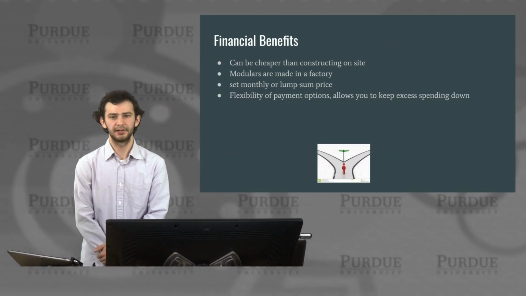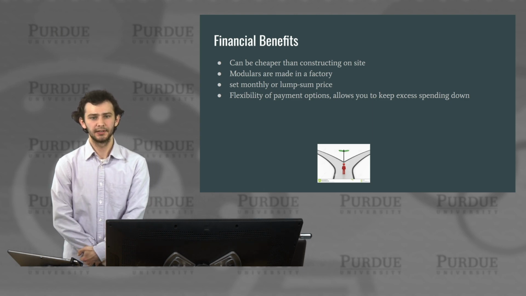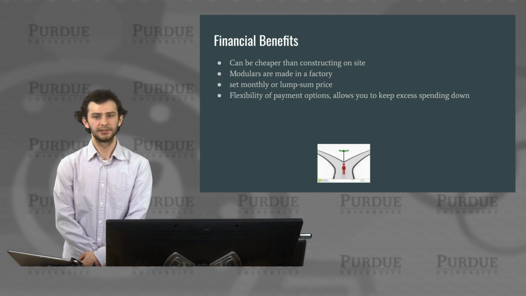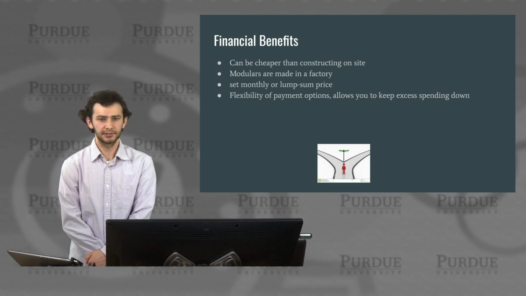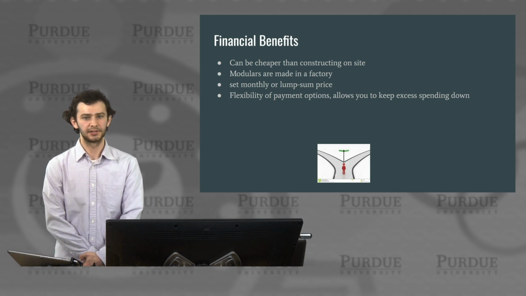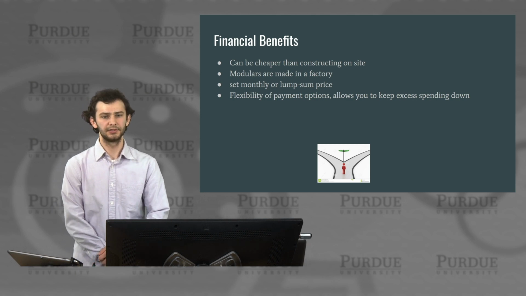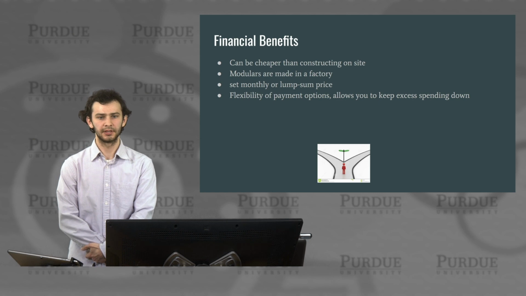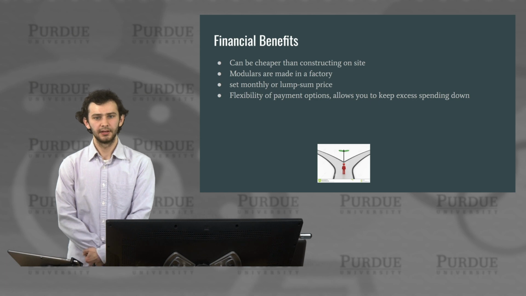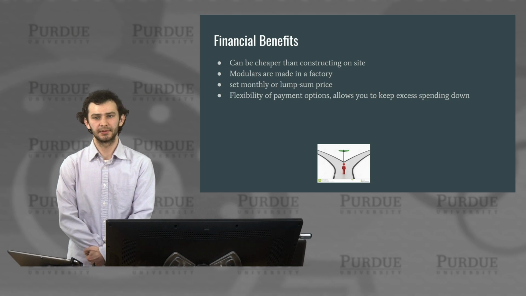So the next thing I'm going to talk about is the financial benefits. This could be cheaper than constructing on-site. And then another benefit would be that modulars are actually made in a factory, so there's less risk for structural failures. Another thing is that there is a set monthly or lump sum price. So it's very flexible as to what you can pay for. And so you can use the monthly payment if you want a shorter usage time, and a lump sum if you're going to be using it for a long time. And because of the flexibility of payment options, it allows you to keep excess spending down.